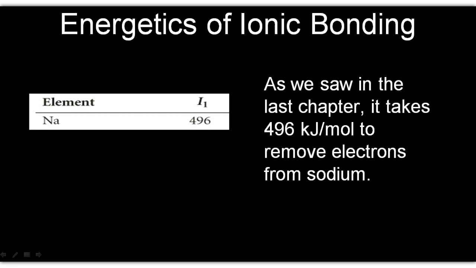Okay, ionic bonding. Last chapter, we were looking at some of the energies involved in breaking bonds, or how some of these bonds come together. So we looked at the ionization energy, which is the energy it takes to remove an electron from sodium. Sodium energetically doesn't voluntarily release an electron. It requires 496 kilojoules per mole to remove an electron from sodium. So that's not energetically favorable.